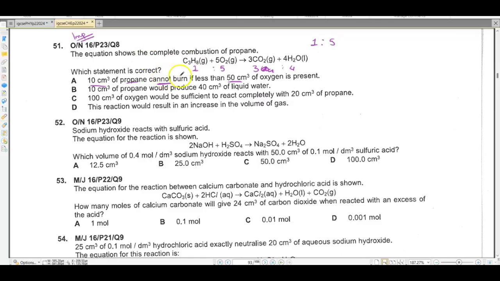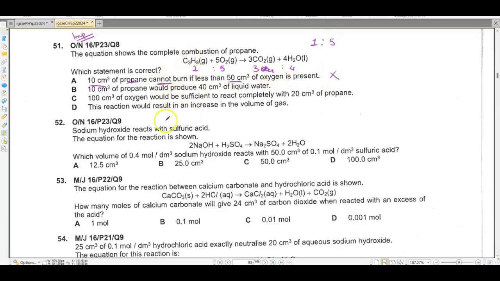So the reaction is going to happen. They're not saying that if 50 centimeter cubes is not present, then it cannot have a full combustion reaction. They are saying that if less than 50 centimeter cubes is present, then the propane is not going to react with oxygen. No, this is not going to happen. Propane is going to react with oxygen, but full combustion will not happen. For this reason, this statement is not correct.